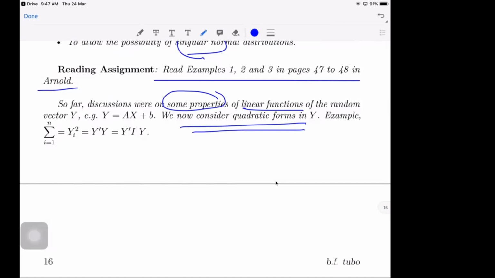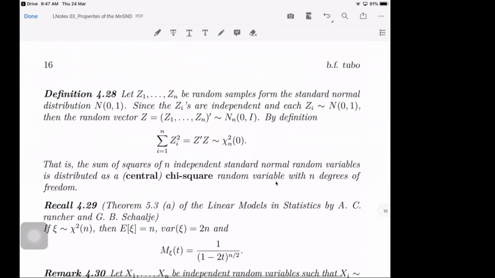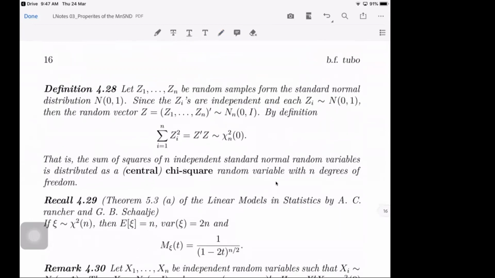For example, there is no summation here. Suppose we want the summation of yi squared. Instead of in ani lang na forma, linear, it will be y times y, or the y prime y, or the summation of yi squared. So what will be now the distribution when we have a random vector in quadratic form? So here, from normal, we will go to another type of distribution we call the chi-square distribution.